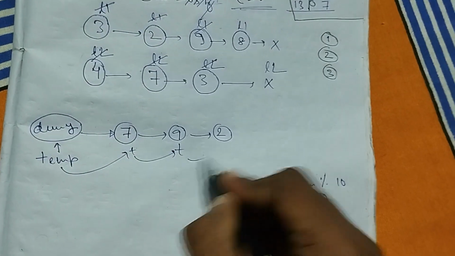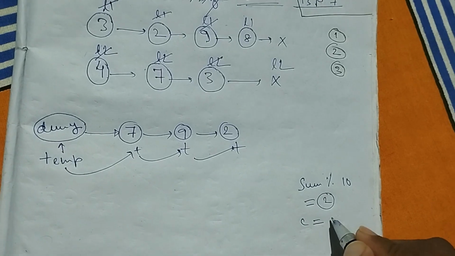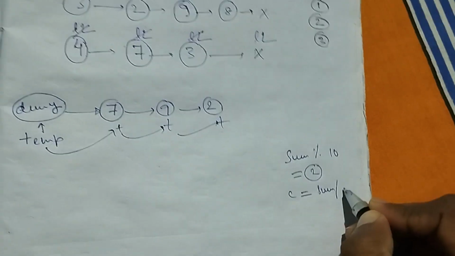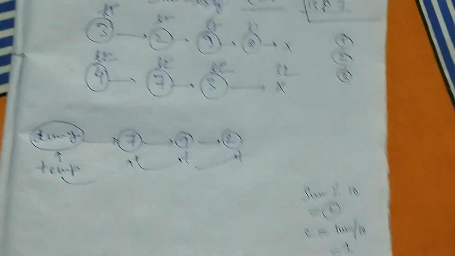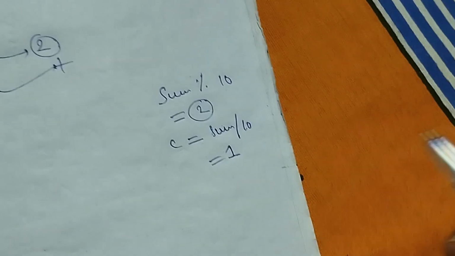Don't worry, I will. And our carry will be sum divided by 10, means 1. So now our carry is 1. Did you get the point why we do that?